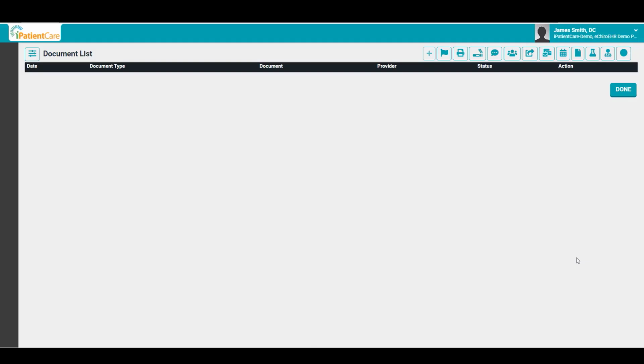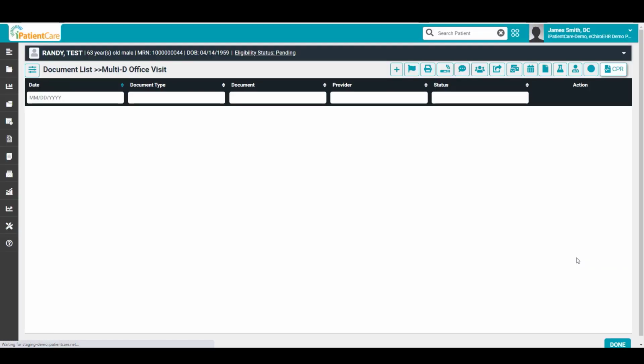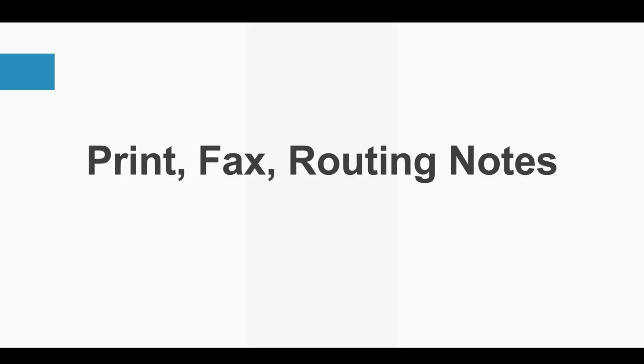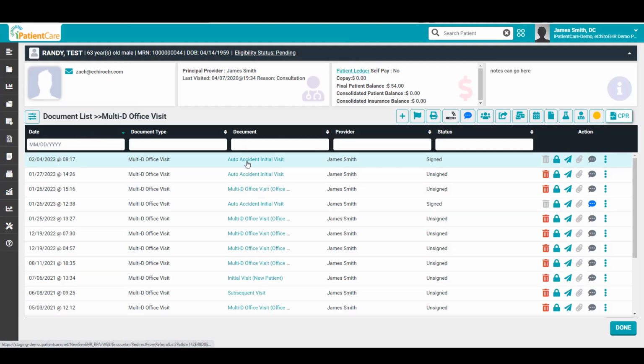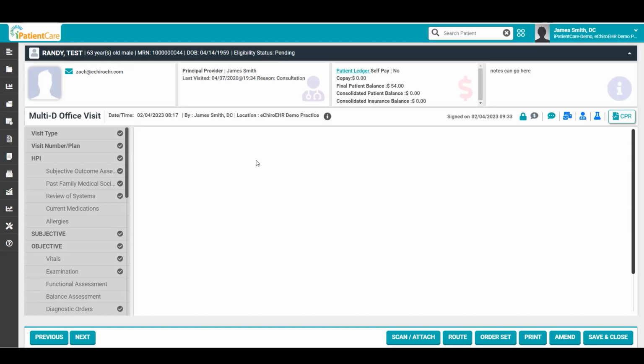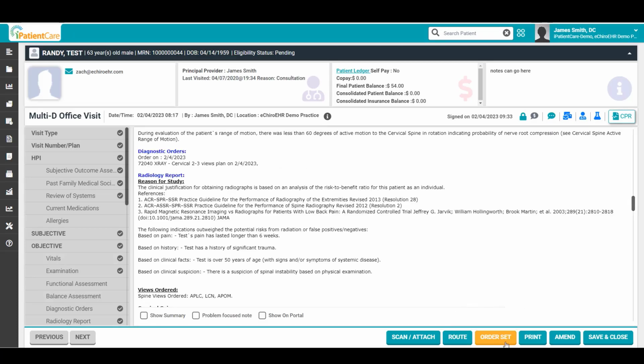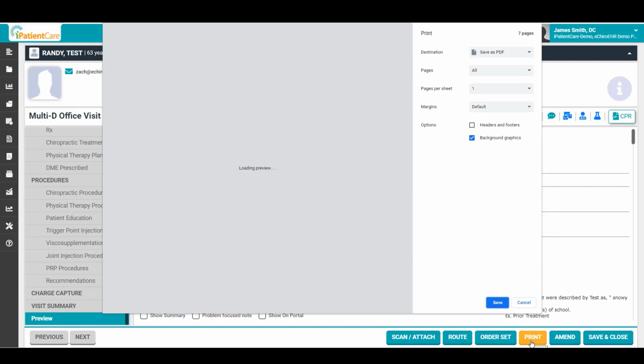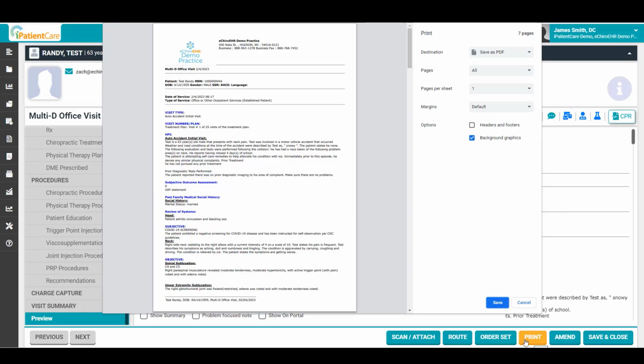So we'll save and close. So within the iPatient Care EHR system, you can print, fax, route notes. So let's say that we wanted to print this auto accident initial visit note. Where we would simply open it up, and on the lower right-hand side of the screen, you'll see the print option by simply selecting that. We'll load it into your print window to initiate finding the printer and completing that process.